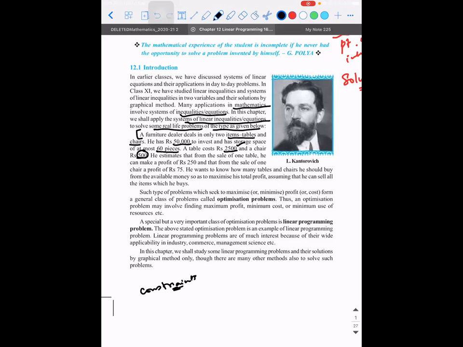Constraints is a mathematical term that is used. What is the basic meaning of constraints? Anybody? Limitations. Limitations, or to be more precise, it is the restrictions. So with all these restrictions, because he has certain restrictions, what are they?